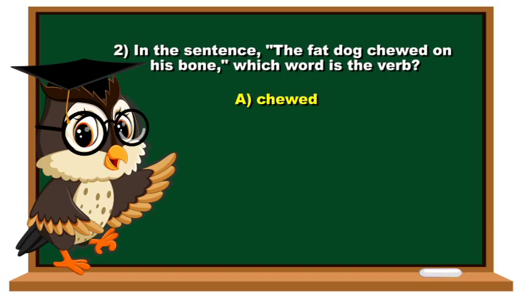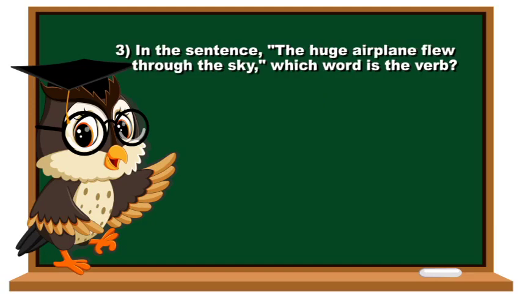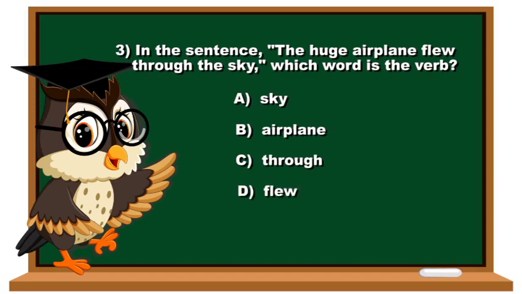Let's do one more. Question 3. In the sentence, the huge airplane flew through the sky, which word is the verb? A, sky. B, airplane. C, through. D, flew. The correct answer is D. Flew is the verb.